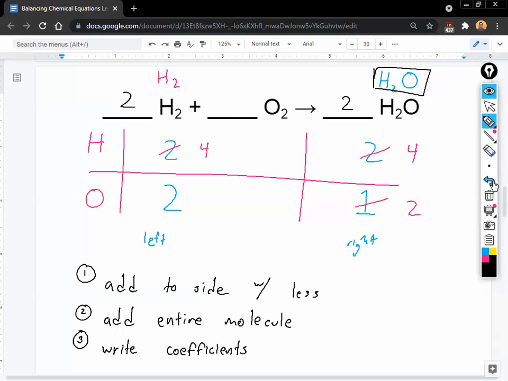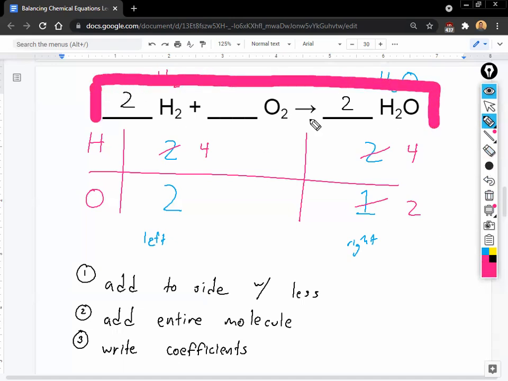Okay, make sure you guys are very aware of what the molecules are and what the elements are. You have four hydrogens, but it's inside of two separate H2O molecules. So what you need to provide for your answer is going to be this right here, what's in the box. Okay, this is going to be your final answer.